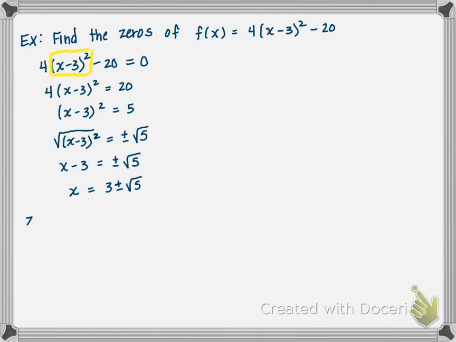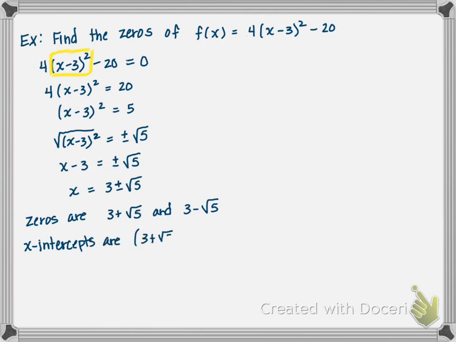And so my zeros are 3 plus the square root of 5 and 3 minus the square root of 5. I didn't ask for it explicitly, but from this you can also find the x-intercepts. We just take our zeros and make them the x values.